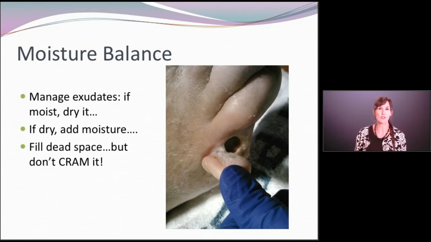It's not a competition to see how much of that Curlex roll you can get into that wound. It really is more of a matter of gently filling that wound so that you've basically got a moist environment or a moist dressing in contact with all surfaces of that wound to keep that tissue healthy and moist, to allow it to continue to granulate and proliferate.